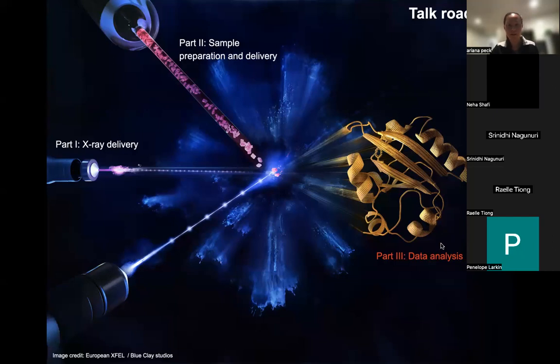Okay, if not, I'll move on to the third part of this experiment, which is the data analysis. It's essentially going from the diffraction images that we've just been talking about to an understanding of protein biochemistry. What does the protein structure look like, and how are these proteins moving around, and how does that lead to them functioning inside cells and giving rise to the biology as we know it.